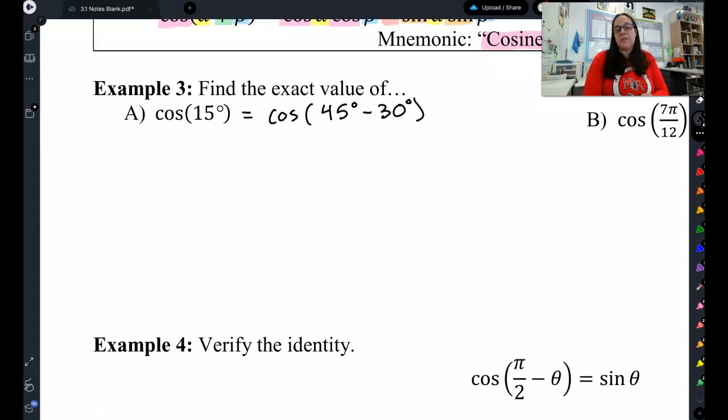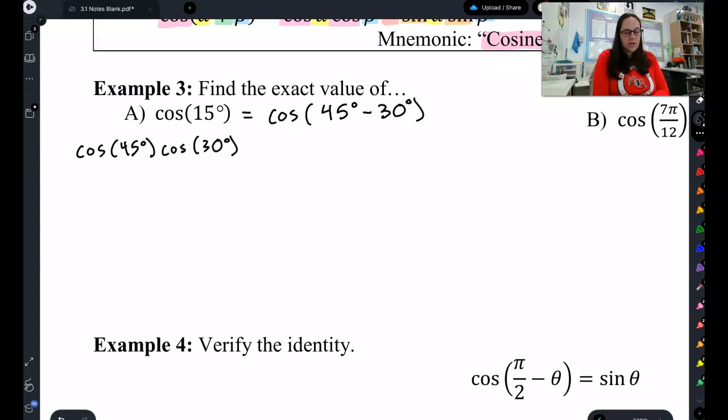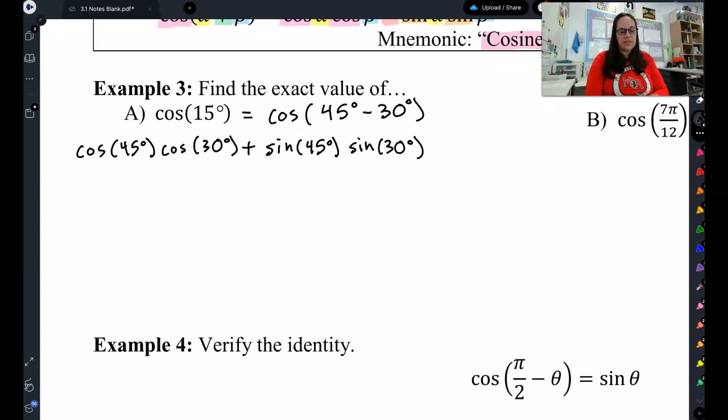Now, because this is a subtraction, I can do cosine changes, and I change the silly sign. Cosine changes the silly sign. Now, all of these are on the unit circle. Cosine of 45, cosine 30, sine of 45, sine of 30.